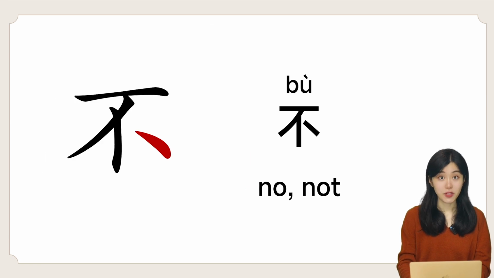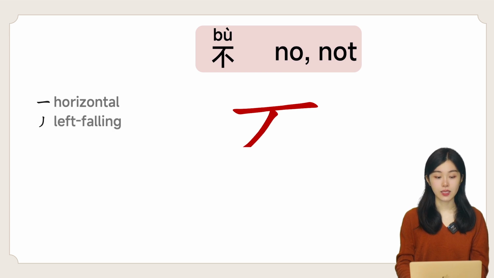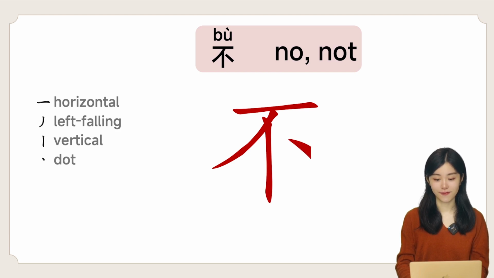The last example character. 不 means no or not. See how to write it. We should write it from the top to the bottom. So we write the horizontal stroke on the top. Next we write the left falling. Then we write the vertical stroke in the middle. Finally, the dot. Is it right? Okay, great.